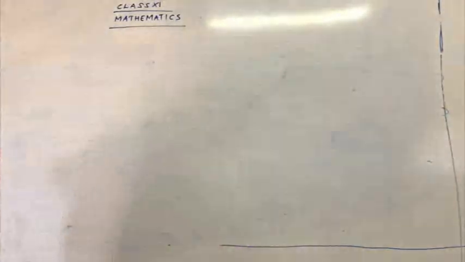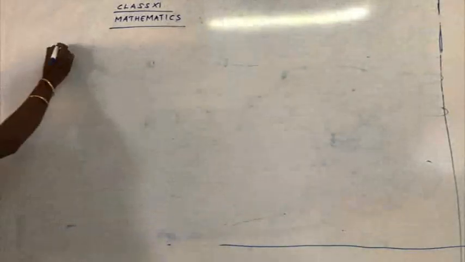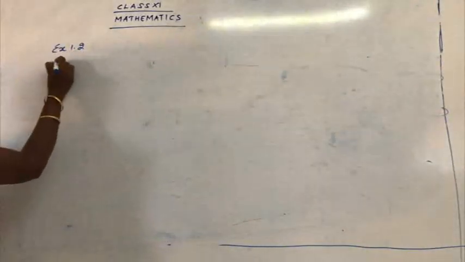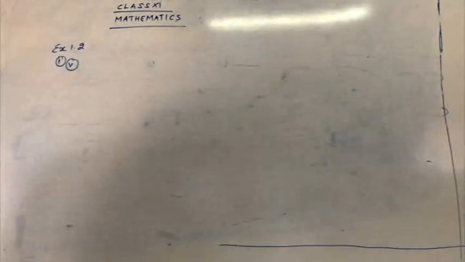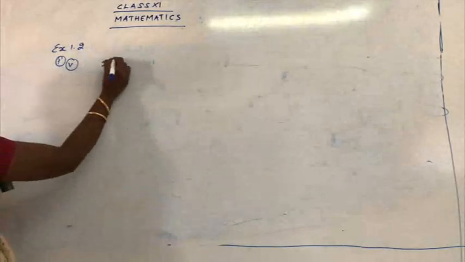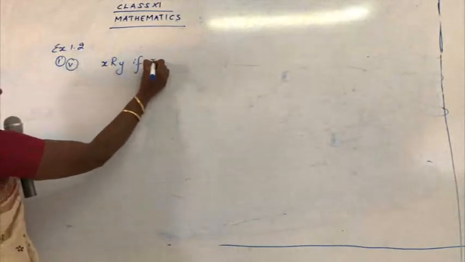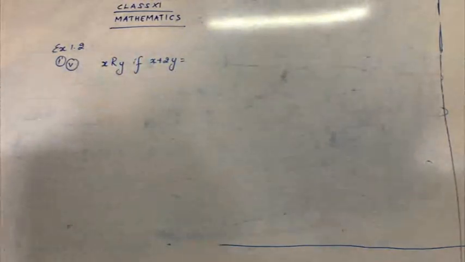So remember the different types and let's move further. Exercise 1.2, sum number 1. This is the last subpart from question number 1. So what's the condition given? X related to y if x plus 2y is equal to 1.